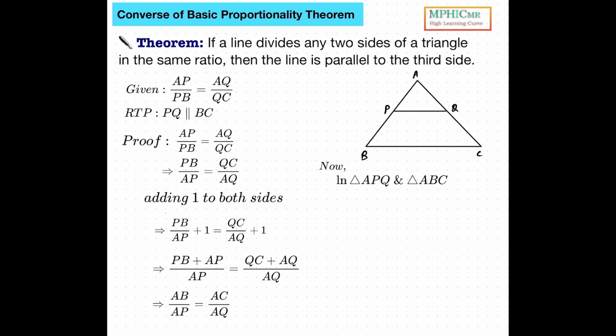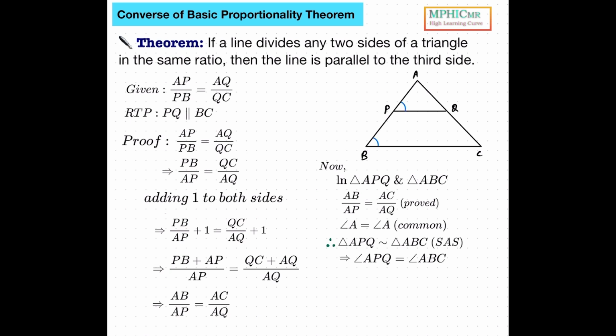Now we'll take triangle APQ and triangle ABC, and we know that AB upon AP equals AC upon AQ, which we have just proved, and in these two triangles, angle A is common, so we can say that triangle APQ is similar to triangle ABC by SAS criteria.